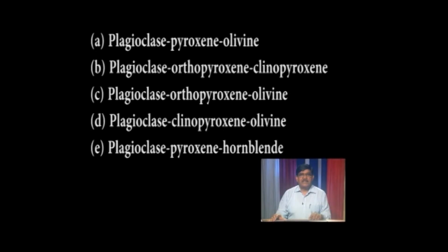They can be classified in 5 ways. First, plagioclase, pyroxene, olivine. Second, plagioclase, orthopyroxene, clinopyroxene. Third, plagioclase, orthopyroxene, olivine. Fourth, plagioclase, clinopyroxene, olivine. And fifth, plagioclase, pyroxene, hornblende. And the third major division is most but not all ultrabasic rocks, also called ultramafic rocks, that is based on the relative amount of olivine, orthopyroxene and clinopyroxenes.